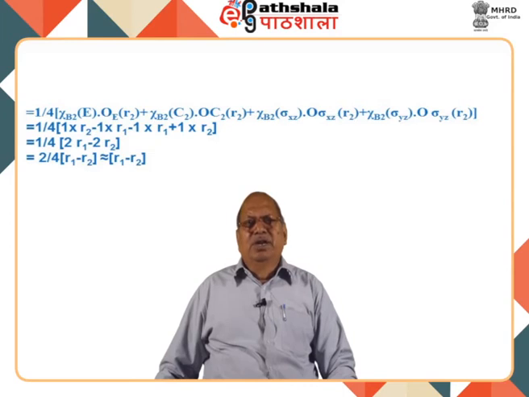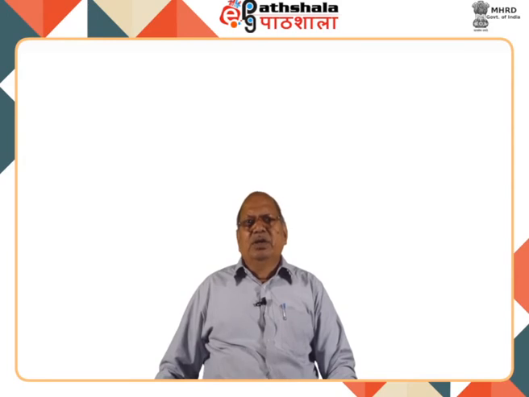We get the result as 1 upon 4 of 1 into R2 minus 1 into R1 minus 1 into R1 plus 1 into R2, that is, 1 by 4 of 2 R1 minus 2 R2, that is 2 by 4, which is equal to R1 minus R2, or equivalently R1 minus R2. Similar results were obtained earlier.